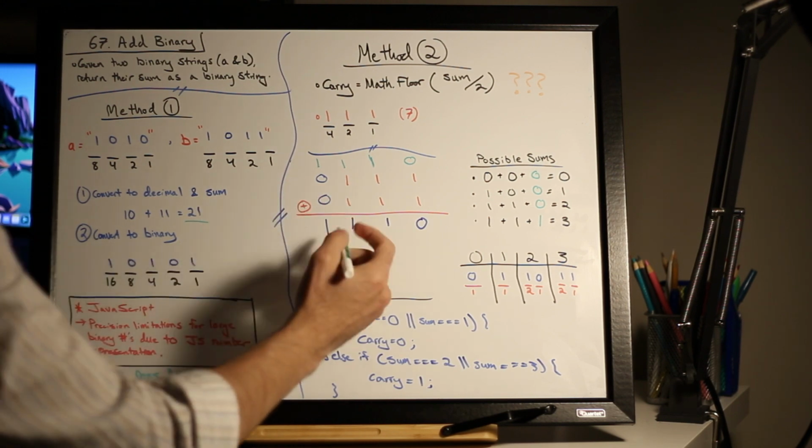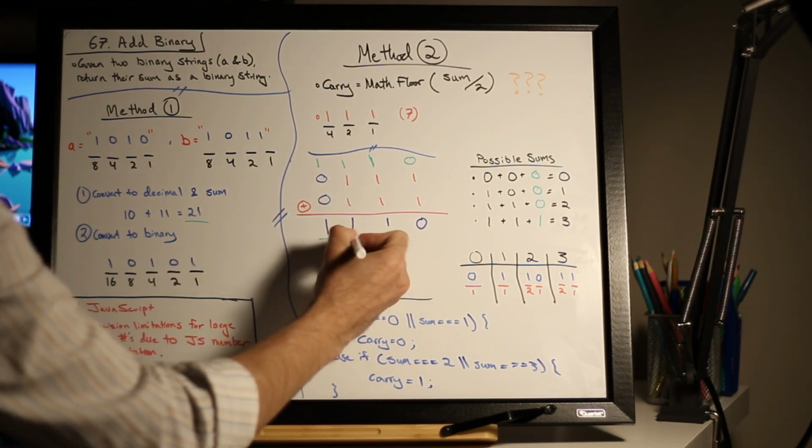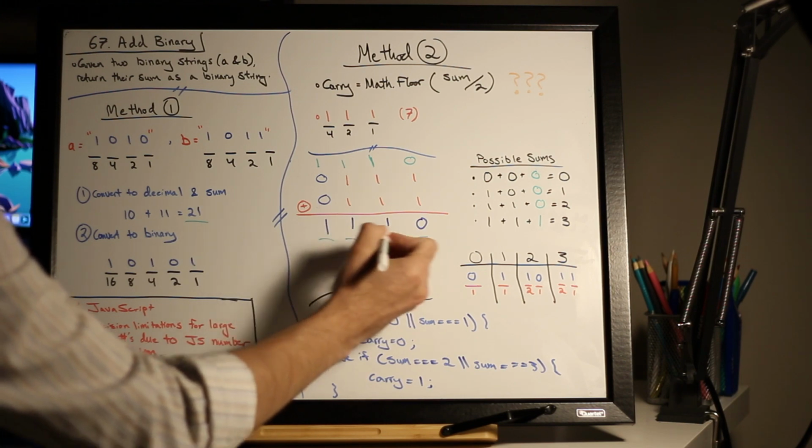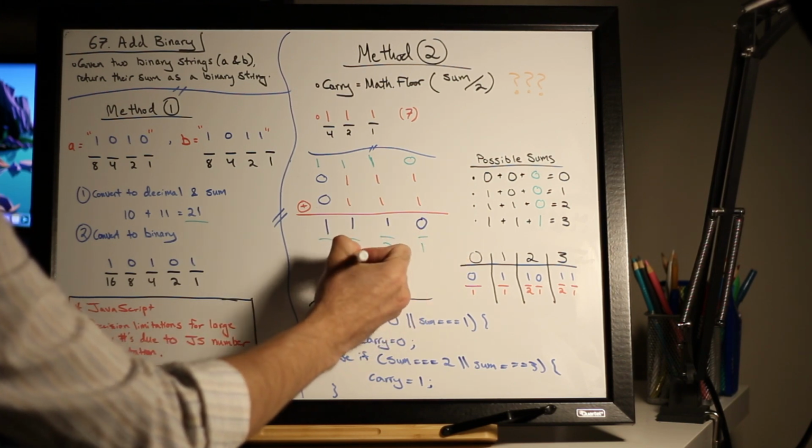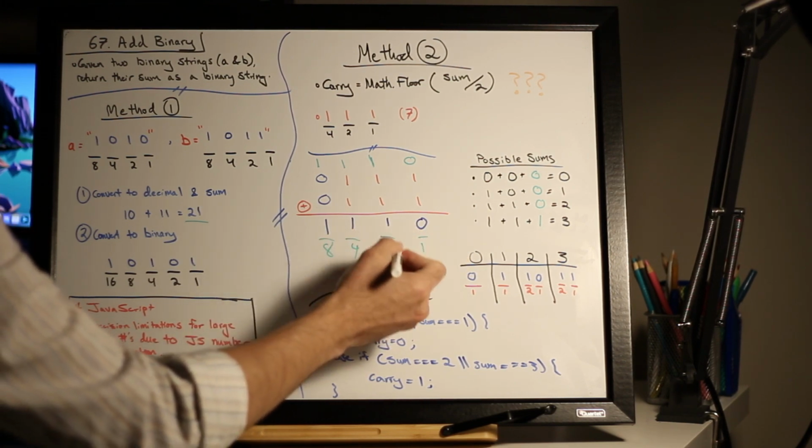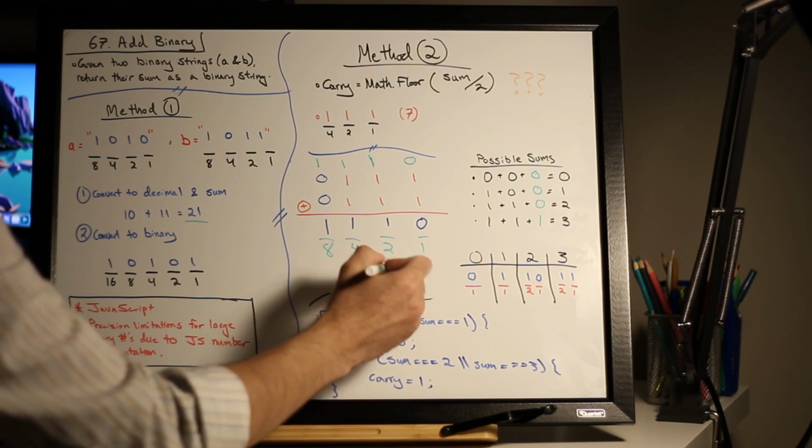That's our final answer. So if I just do the sum of this real quick, it should be 14, and I'll just confirm that for you. That's 1, 2, 4, and 8. 8 plus 4 plus 2 is 14, so we're all good.